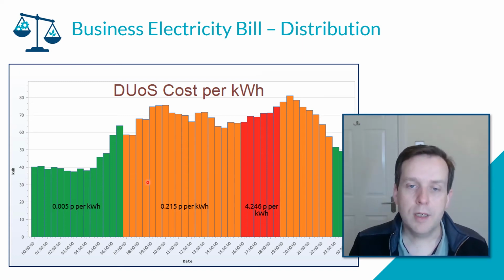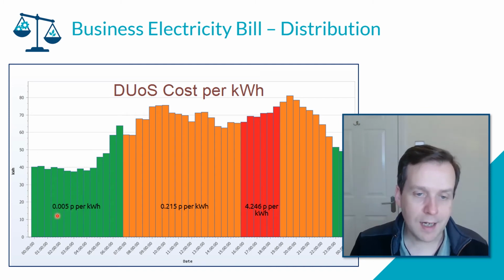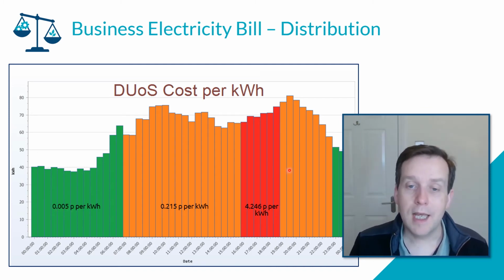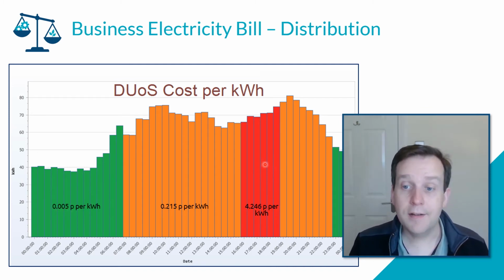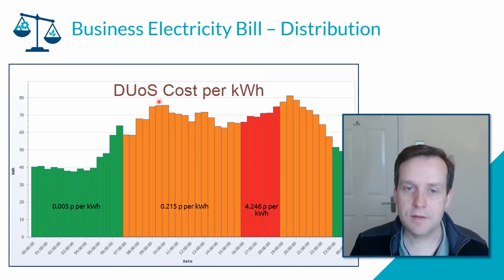So this is where metering matters, and understanding that if there's some electrical use your business is doing between 4 and 7 that you can move to between midnight and 7 a.m., it would save you significantly on your DUoS charges. So, distribution use of system charges.